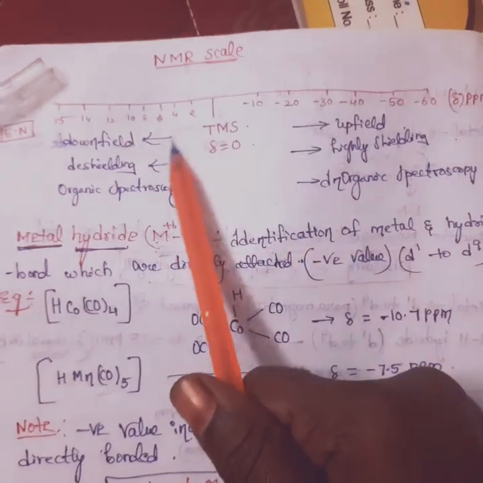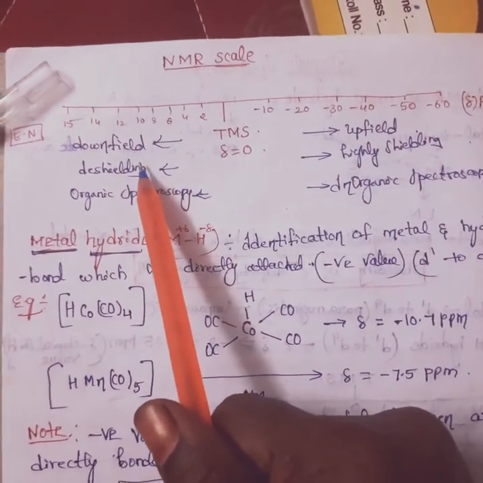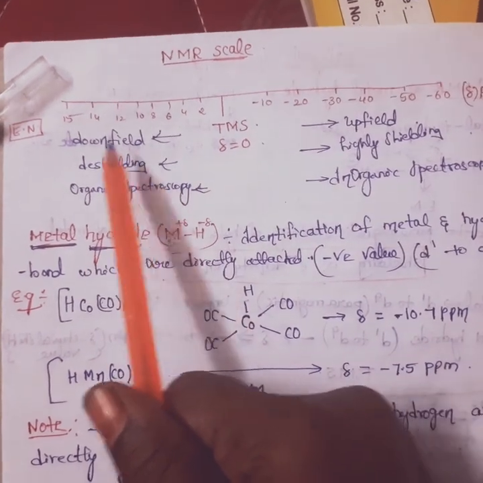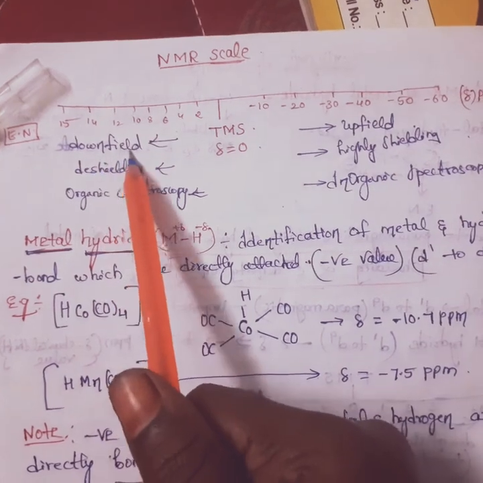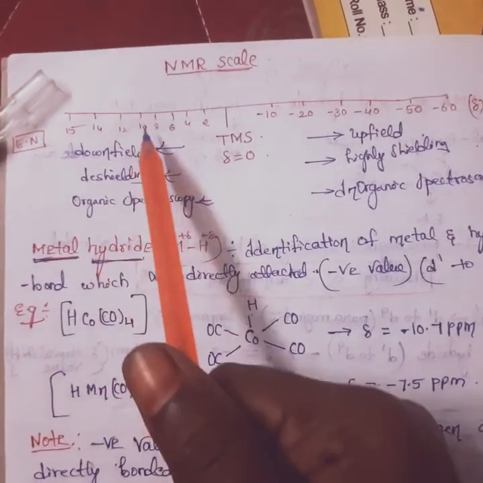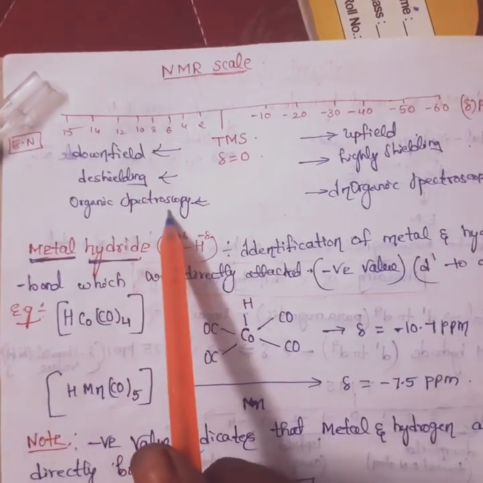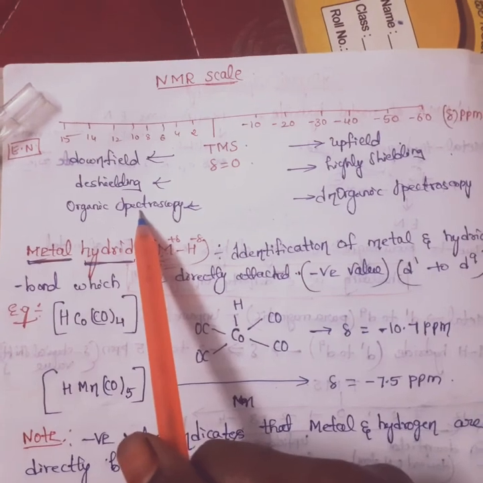The same thing but quite opposite to this: whenever we move towards the electronegative atom side, or towards the left side, this is downfield, that is de-shielded, and this is mostly used in organic spectroscopy. I hope you understood. This is the minimum basics, that's why I have repeated.